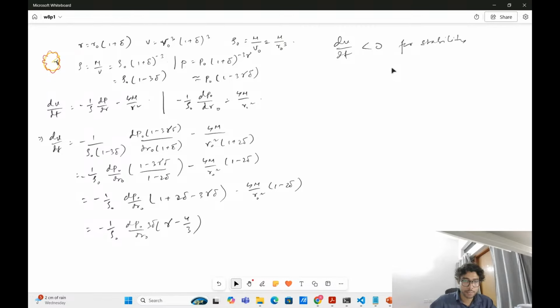And dv/dt negative, so you see that there is a minus here. ρ₀ is positive, and dP₀/dr₀ is negative, so this term is positive, and therefore γ should be greater than 4/3 for stability, right? And for instability, γ should be less than 4/3, right?